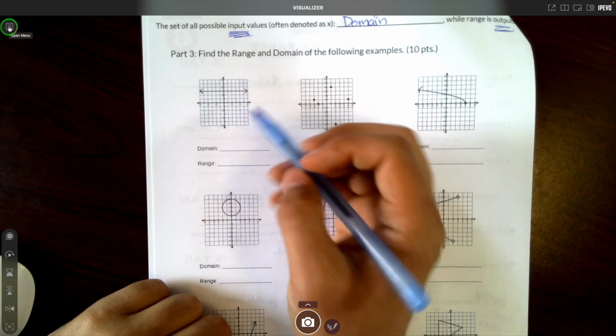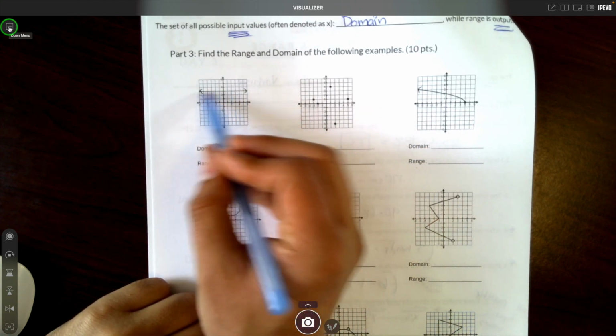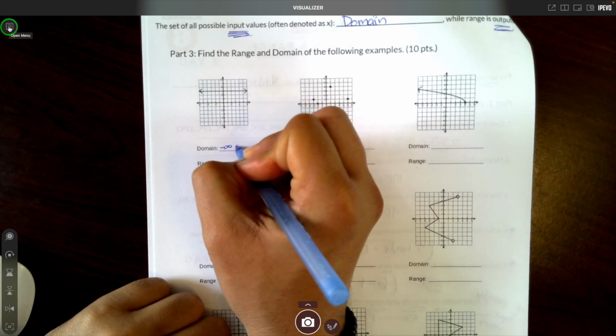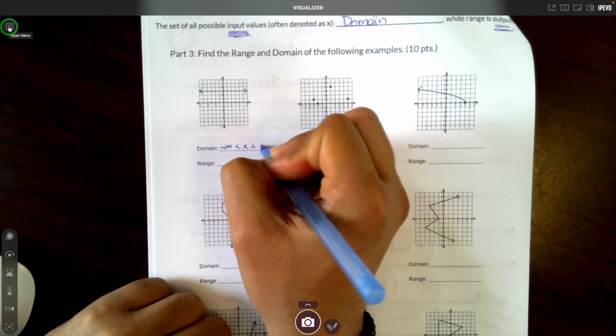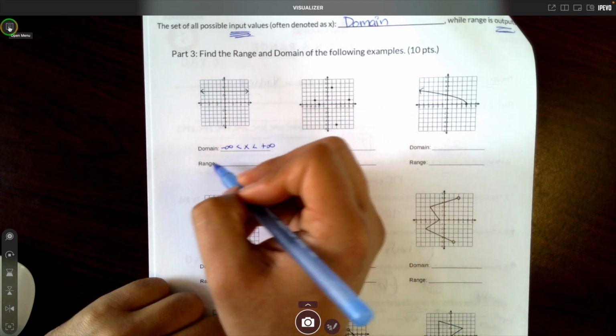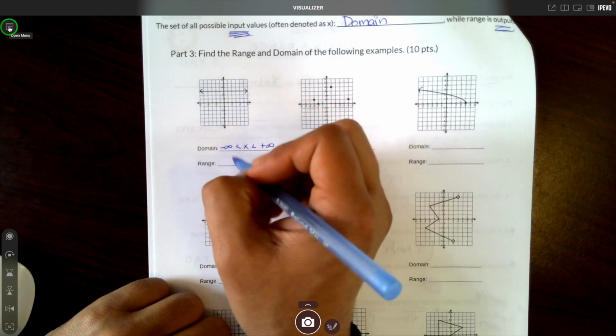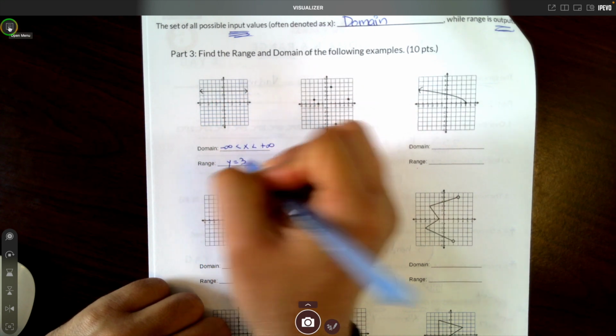Okay. Domain, as you can see, it goes on forever, left and right. So that's negative infinity to positive infinity. Range, it doesn't go up and down. It actually only stays at 3. So I'm just going to write y equals 3.